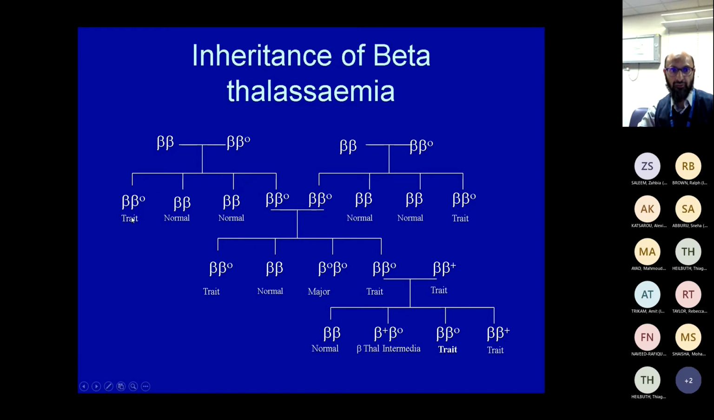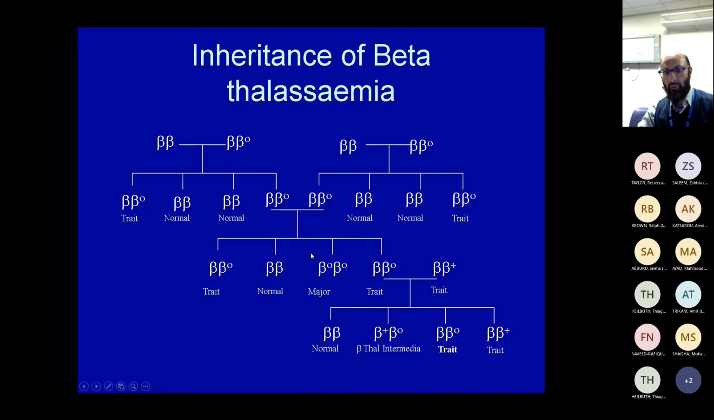Again, here these are individuals with heterozygous beta thalassemia or thalassemia trait, and normal individuals. Here we can see that two individuals who have heterozygous beta thalassemia have a 1 in 4 chance of having an individual with thalassemia major, or homozygous beta0 thalassemia, and also a 1 in 4 or 25% chance of having a normal offspring. There are also mutations which result in reduced beta globin synthesis, but there is some output of beta globin from the gene, and that's designated as beta plus.